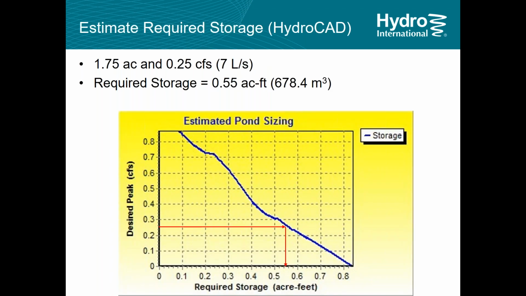So I can do some modeling in HydroCAD. You can do modeling in various modeling software packages. I'm not going to go into that. You'll be familiar with the package you use on how you do this, and the vortex valves can be used with most of these packages. So I can just go in and estimate using HydroCAD the approximate volume that I need to size my pond for, and to pull back to about 0.25 CFS, I'm going to need roughly about 0.55 acre feet, or around about 680 cubic meters of storage.